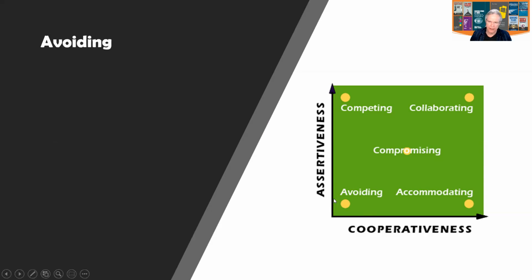Now, avoiding, when you first see it, you might think, goodness me, I don't like that. Why would anyone want to avoid? But avoiding is a very relevant style in different circumstances, and let me give you some examples of when you would. Of course, it's low on assertion and low on cooperativeness because you're basically not doing anything, at least initially in the circumstance. One of the times where that would be useful is diplomacy.